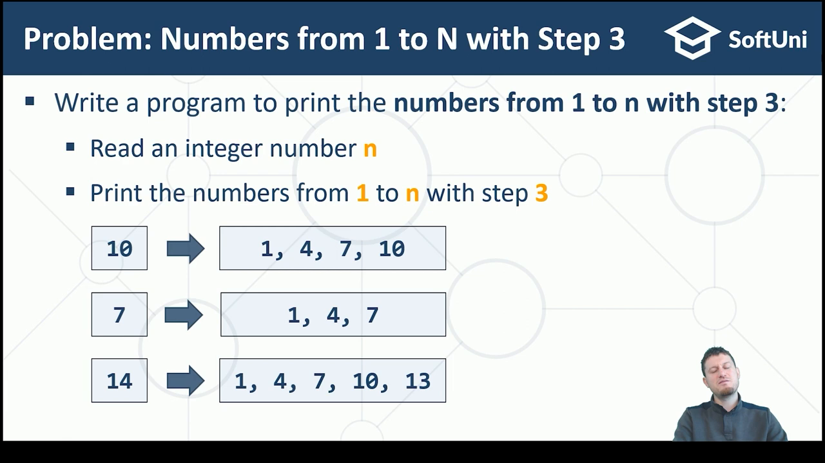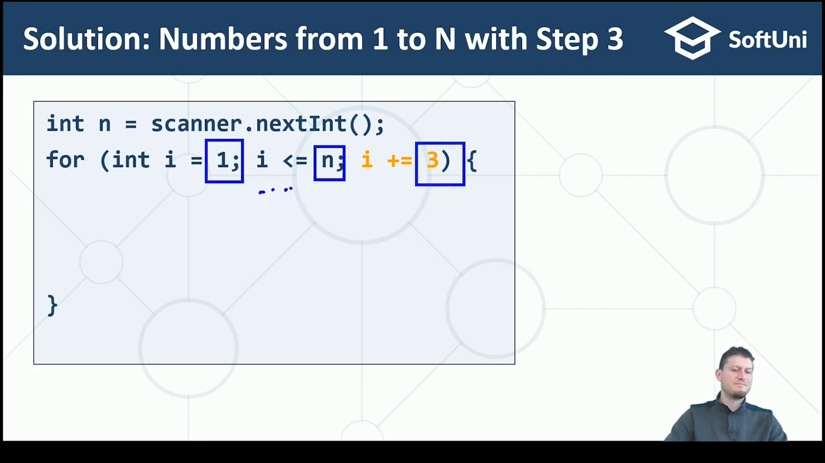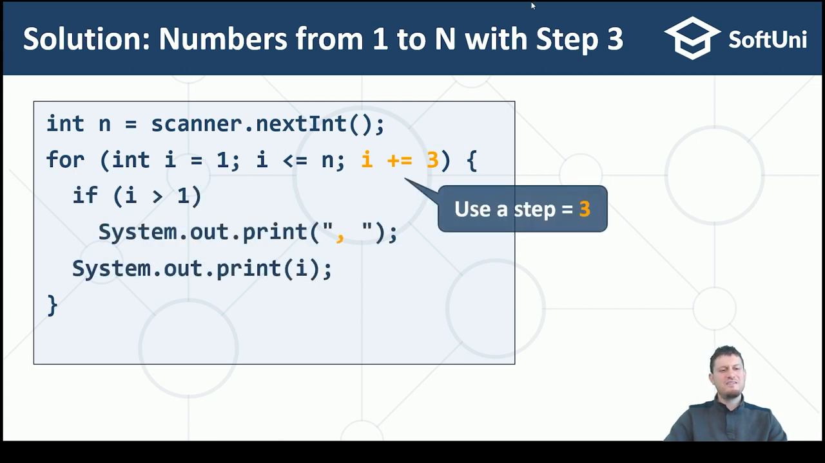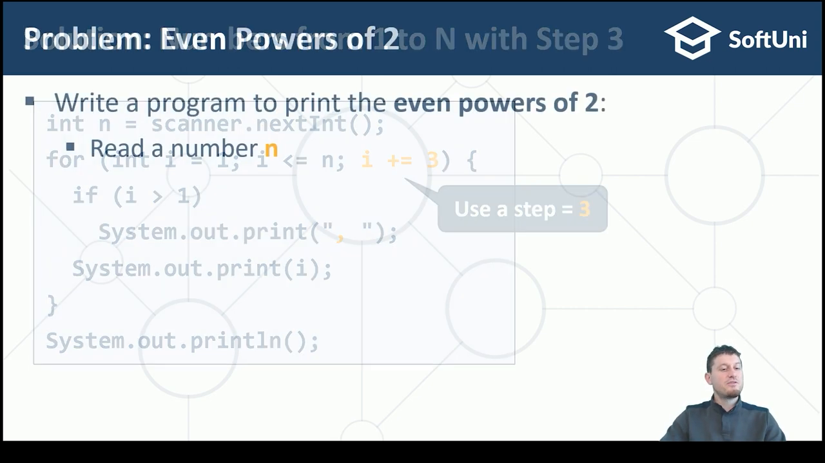And let's check what I had in mind before the start of this lesson. I had in mind this. I read n, then I make a loop from 1 until n with the step of 3. Very similar to what I have written already. And if it is not the first step, I print a comma, then I print the number i, and finally I go at the next line because I want to print the output on a single line and go at the next one. This is the normal process in console-based applications. Okay, so we are ready for the next problem.